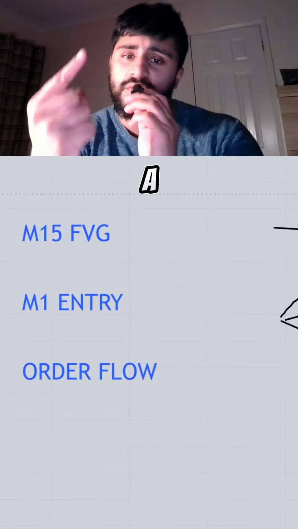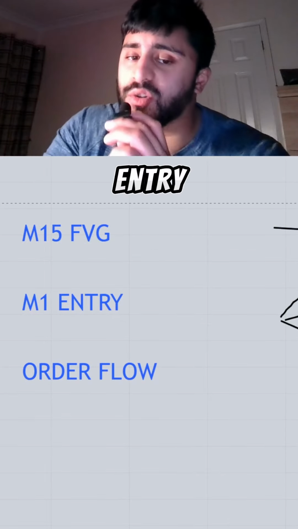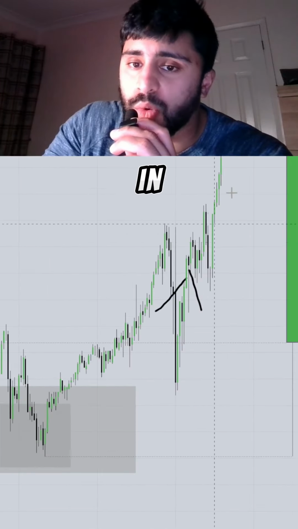Everything comes down to a 15-minute fair value gap, 1 minute for entry, and you're confirming everything with the order flow in order to take price long.